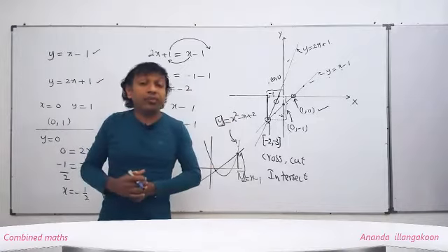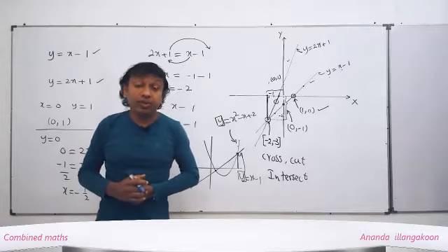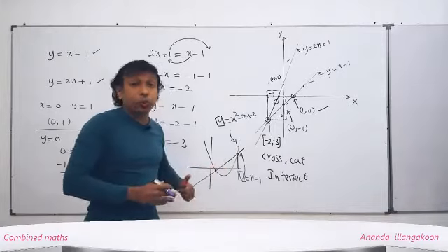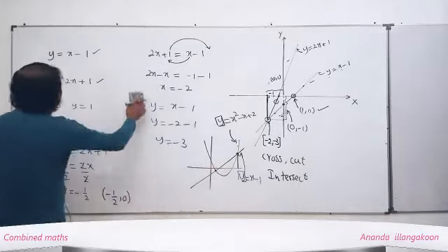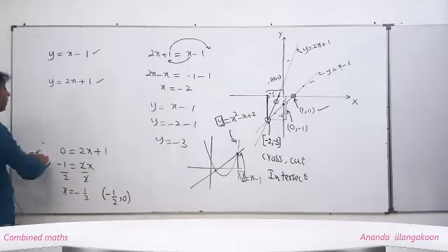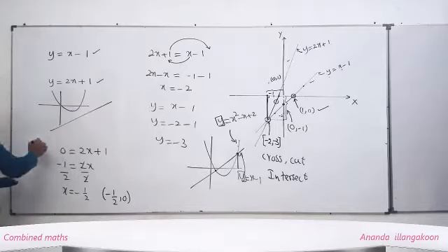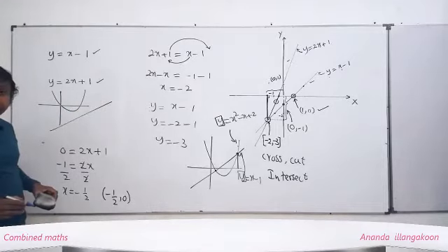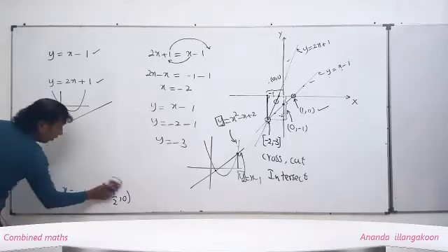Some quadratic graphs and straight lines, when we draw them together in the same OXY plane or same graph paper, may intersect like this at 2 points. For some graphs and straight lines, when we draw them, people, they lie without intersecting like this. They never intersect.